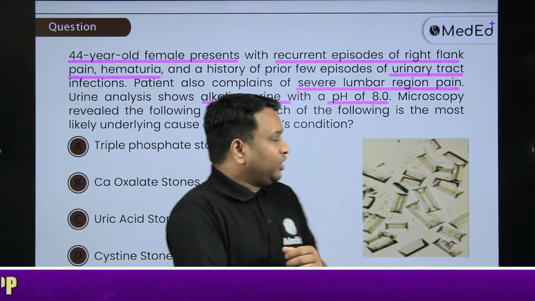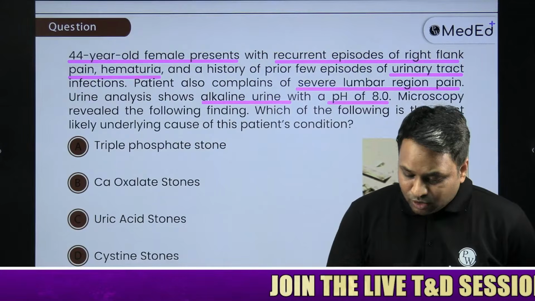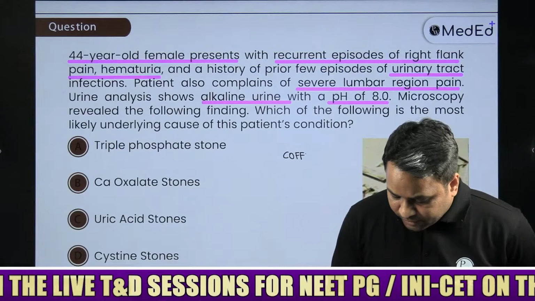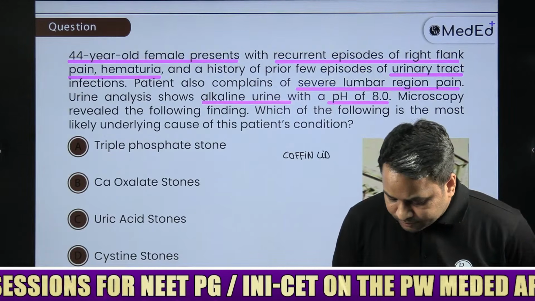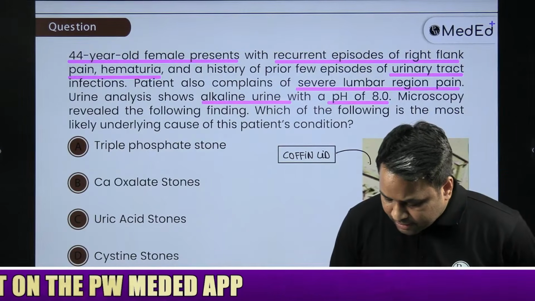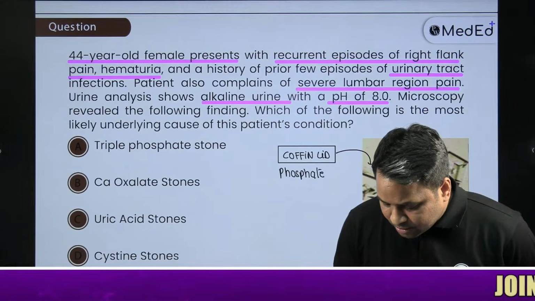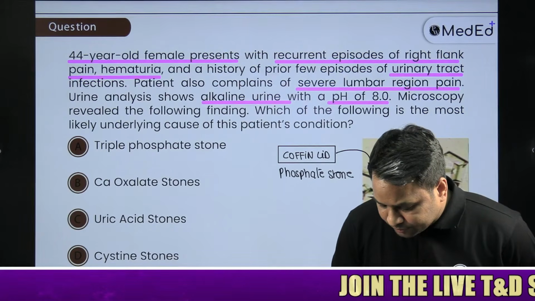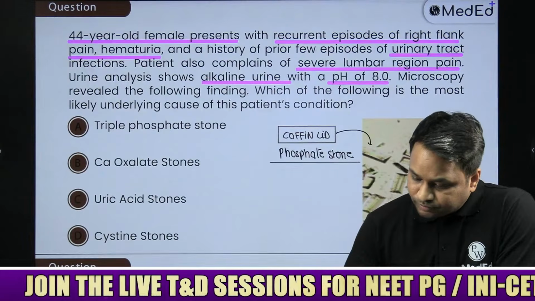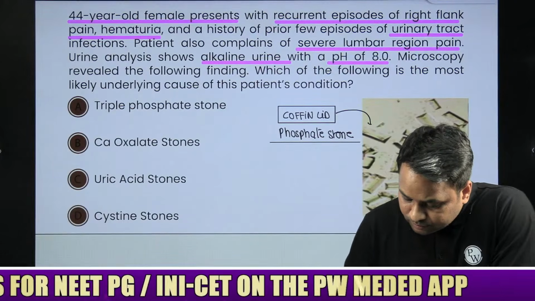This image, if you're able to see, is a coffin lid. The minute I say coffin lid, I know it is your phosphate stones. These are your coffin lid crystals. Now, these coffin lid crystals are your phosphate stone. The cause for the phosphate stone.